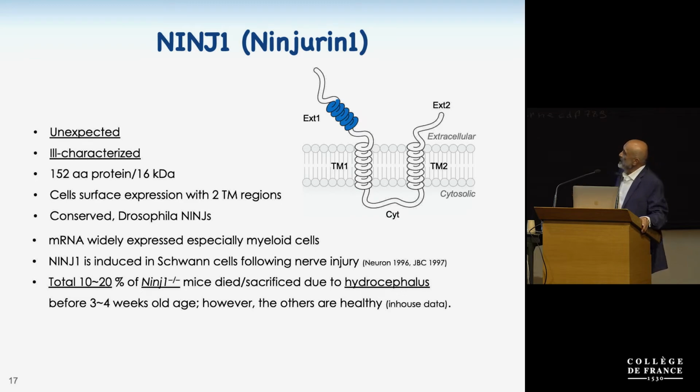Now, just like Gasdermin D, NINJ1 is an unexpected discovery, an ill-characterized protein, 152 amino acids, so it's a small protein, has 2 transmembrane regions. It's conserved in evolutionary time, easily found in Drosophila, and if you look harder, you can find it in other life forms. mRNA is widely expressed in many cells, but especially enriched in myeloid cells. NINJ1 has been reported to be induced in Schwann cells following nerve injury, so there may be an element of induction. Now, when we knock out NINJ1, about a quarter of the mice succumb in the first month to hydrocephalus. But once they get past that checkpoint, then they seem to do okay. Okay? And we don't know much about the hydrocephalus.